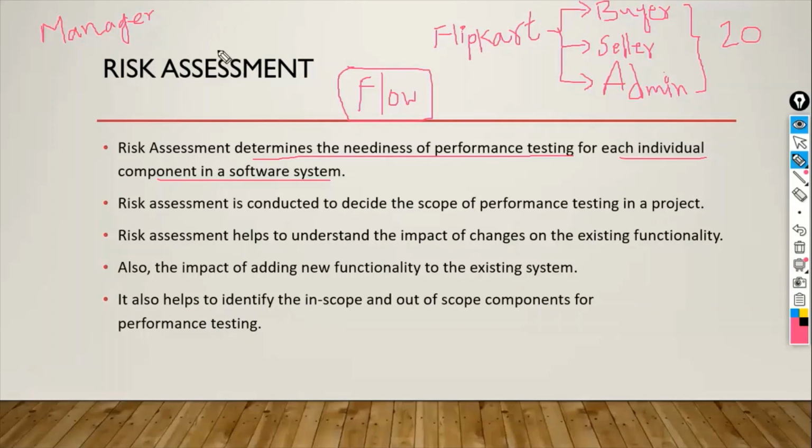So if everything is good, if stakeholders are also good with that, then the risk assessment stage is done. So what is the output of this risk assessment stage? The output of the risk assessment stage is nothing but which particular flows we need to test as a part of performance testing is going to be finalized here.